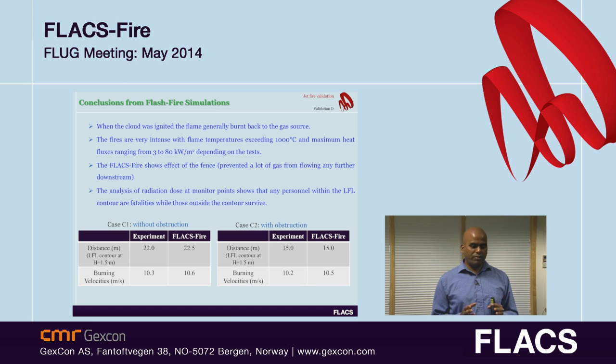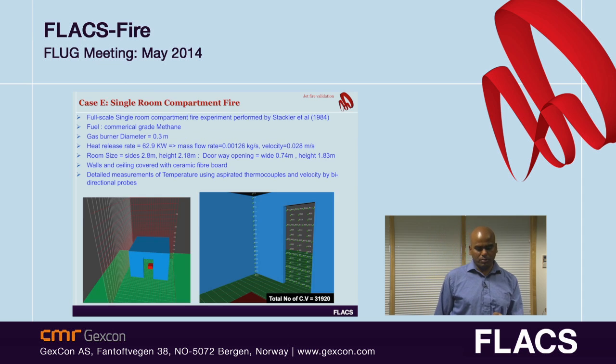The FLACS-Fire shows the effect of fence, which prevents a lot of gas flowing further downstream. The analysis of radiation dose at monitor point shows the personnel standing within the low flammability limit contour are fatalities, while the outside is safe and will survive. Here FLACS-Fire very nicely predicts the distance of the low flammability limit and the flame speed compared to the experiment for both case C1 and C2, with obstruction and without obstruction.